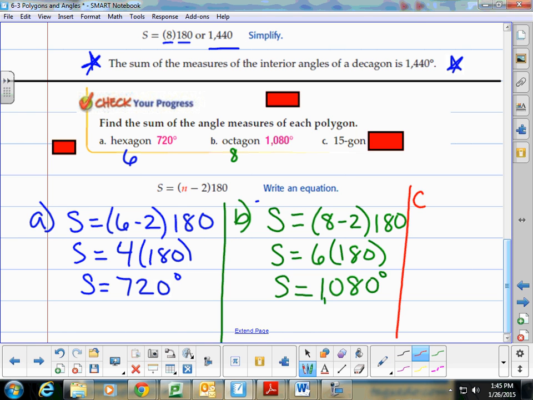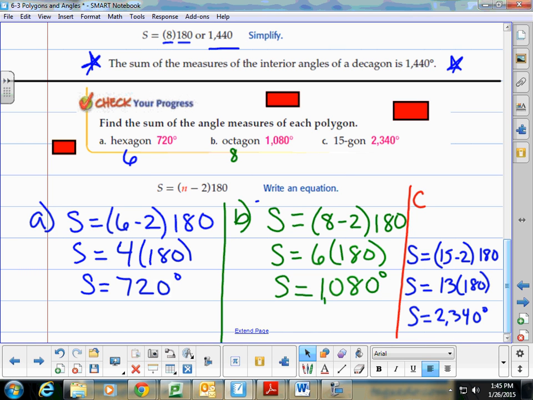Lastly, for C, I'm kind of running out of room, a 15-gon. So that's just as its name. The sum is the 15 sides minus 2. There's always 2 fewer triangles, times each measure of a triangle. So 13 triangles make inside that 15-gon, each at 180 degrees apiece, for a total sum of angles of 2,340 degrees.